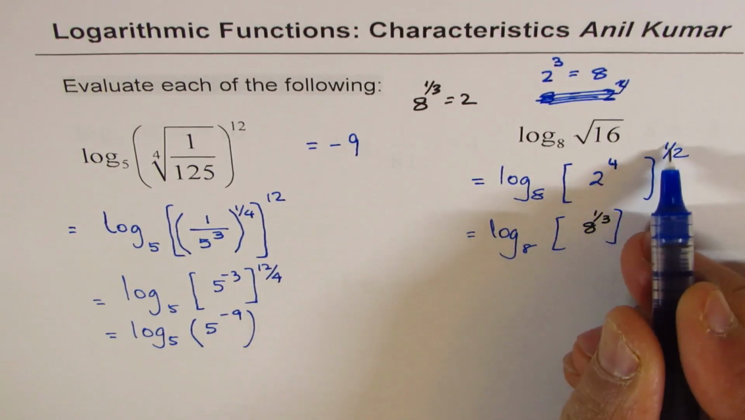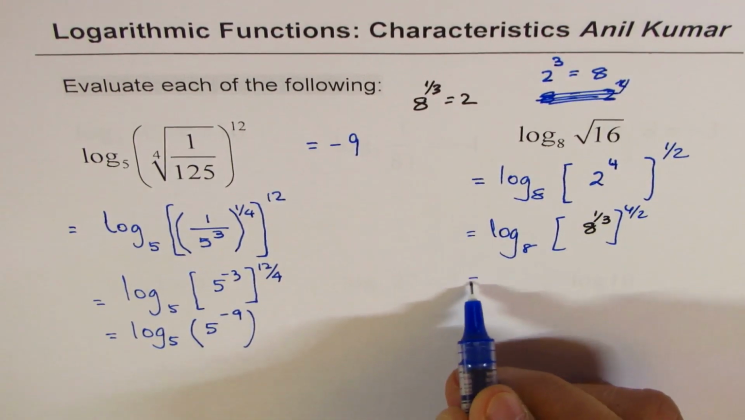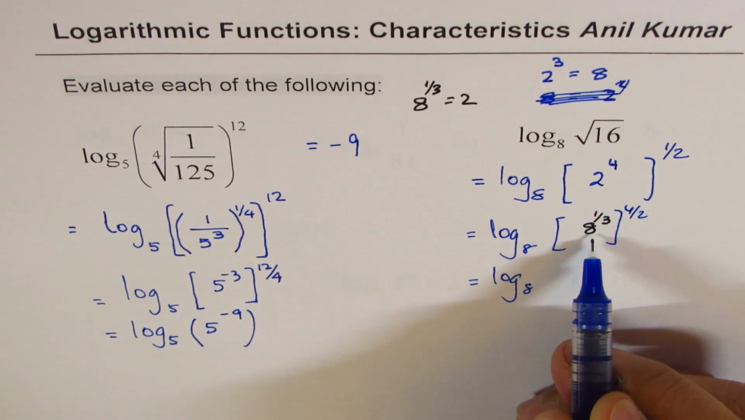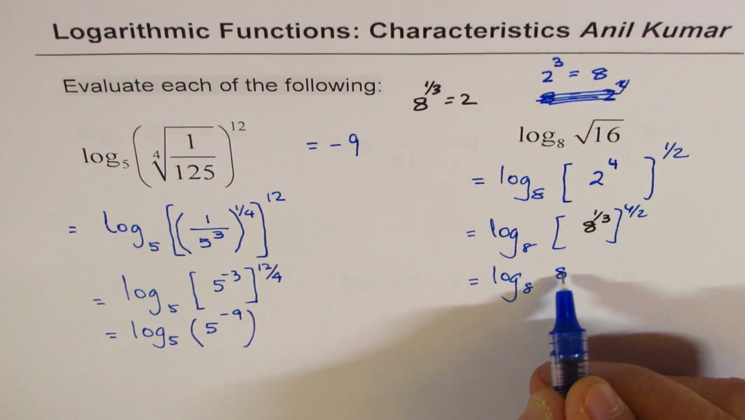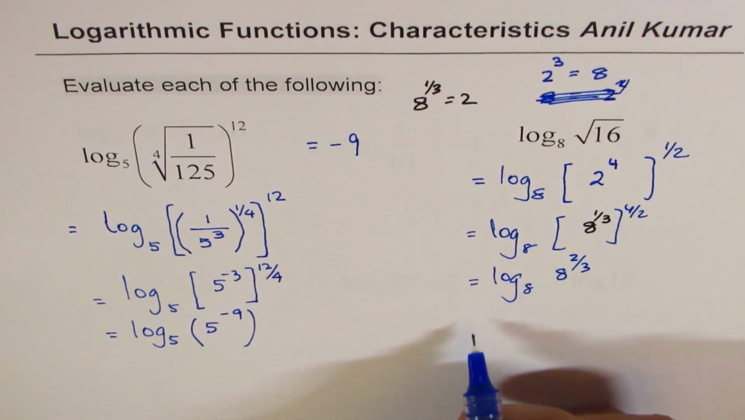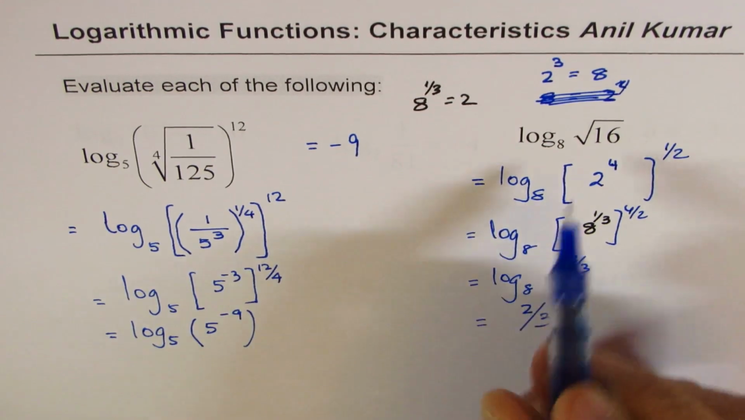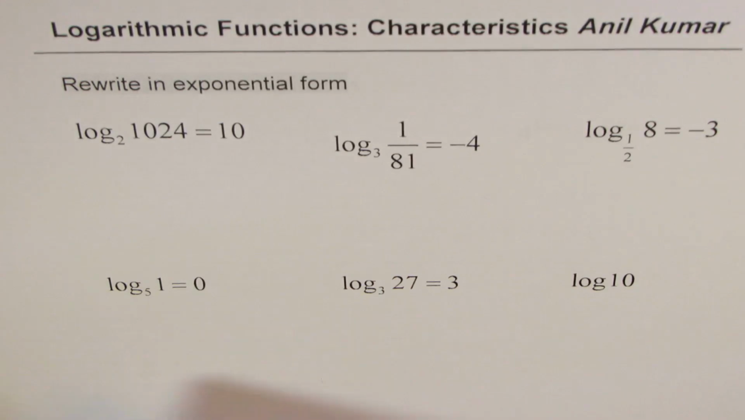So 4, so I'll write 4 over 2. I just multiply these two. Is it okay? So what we get here is log to the base 8, and we got the same base. That was critical. 4 divided by 2 is 2, so we get 8 to the power of 2 over 3, and that gives us the answer as 2 over 3. So log to the base 8 of square root 16 is 2 over 3. So it's kind of tricky as you move forward.